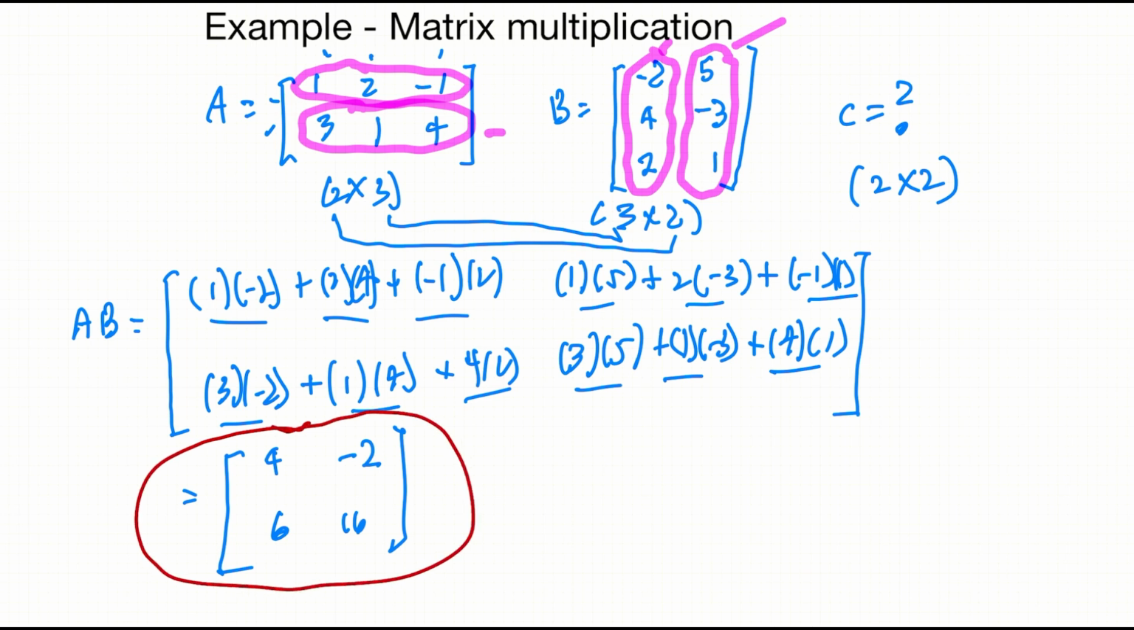We took this 2 by 3 matrix, multiplied it by a 3 by 2 matrix. The 3's are equal, so we could do it as defined. And then the outside numbers gave us the dimension of the result, which is this right here.